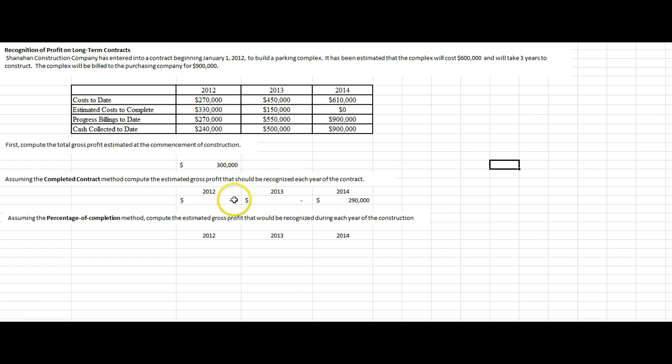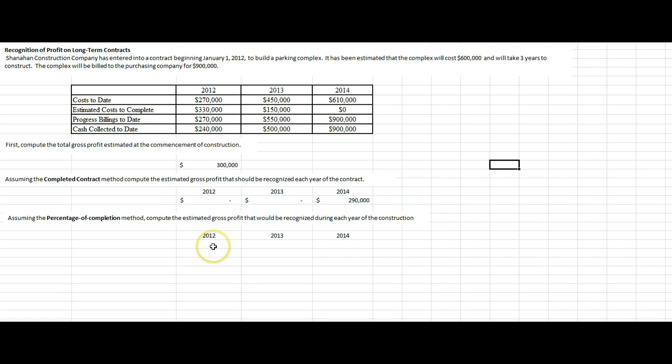Now the problem with the completed contract method is it's kind of misleading. It looks like we didn't make any money here, we didn't make any money here, and all of a sudden we made a bunch of money. The IRS in particular doesn't like the completed contract method. So another way to account for this kind of situation is the percentage of completion method. And the best way to measure percentage of completion is cost to cost.